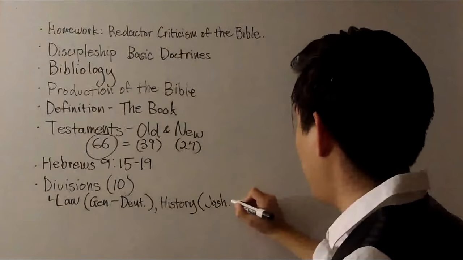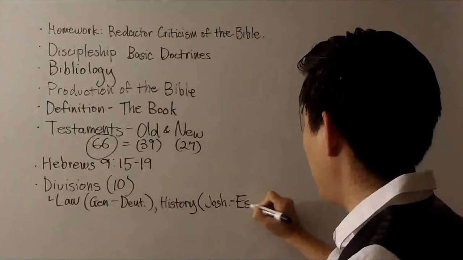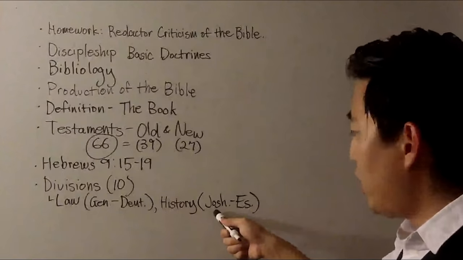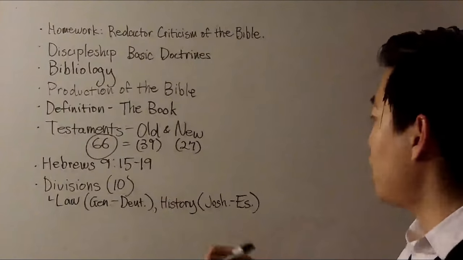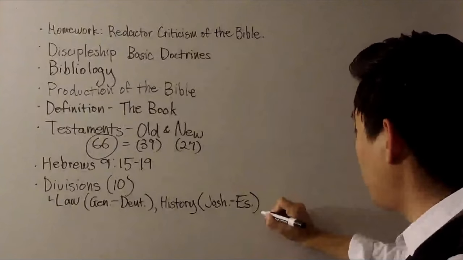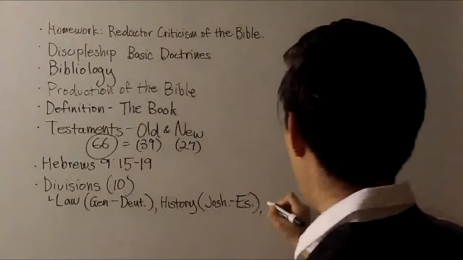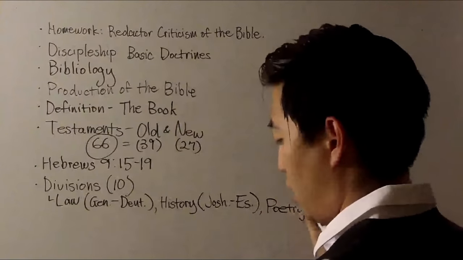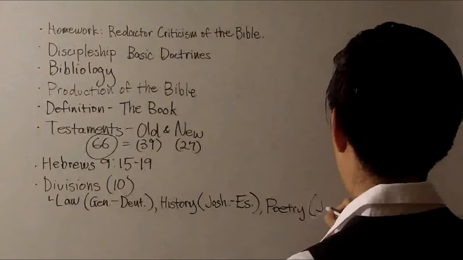Okay, so then Joshua to Esther. Joshua to Esther. Okay, so history is Joshua to Esther. That's the second division. All right, the next division is poetry. Poetry would cover from the books of Job all the way to Song of Solomon.